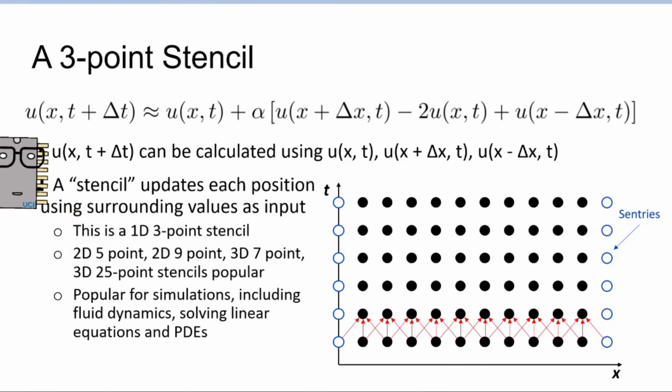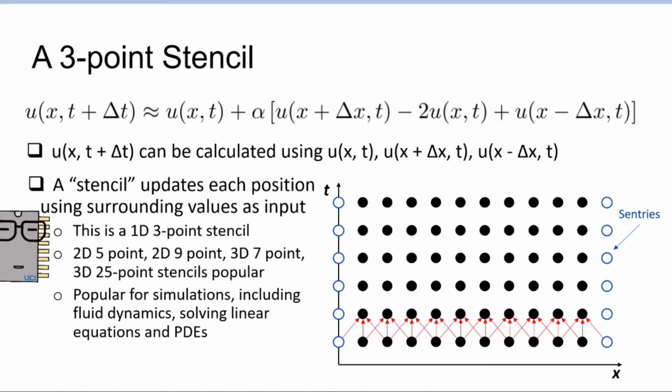Yes, the bottom line is that the temperature, let's say, of the current cell at the next time step can be calculated using the current time step, the cell to the right, and the cell to the left. And this computation expressed in this way is a stencil. The stencil updates each position in the cell using surrounding values as input. And here, this example is a one-dimensional 3-point stencil because it looks at the left value, the current value, and the right value to calculate the values for this cell in the next time step.